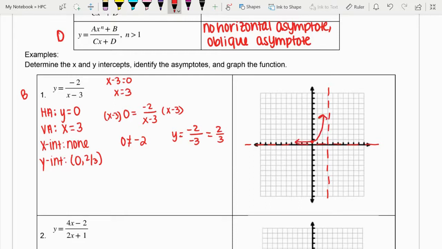And then to determine what the other side is going to look like, I am just going to substitute in a value. So we have 1, 2, 3, 4. So let's put x as 4. So I would have y is equal to negative 2 over 4 minus 3, which would be negative 2 over 1. So y is negative 2. So at 4, negative 2, that's another point that we can plot. So then because I know where my asymptotes are, the rest of the graph will look like this.